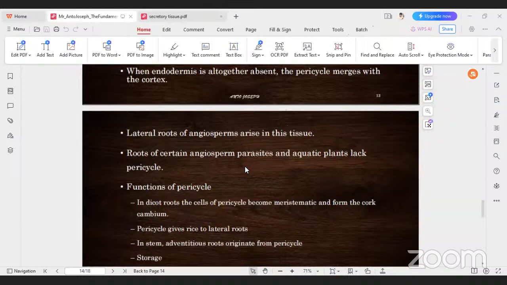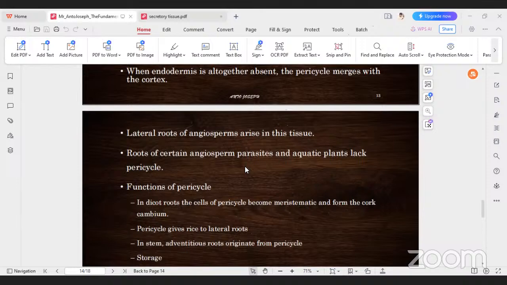What other functions? In dicot root, pericycle cells become meristematic and form the cork cambium. I already told you that sometimes permanent tissues can change into meristematic tissues. So the pericycle is one of the permanent tissues, but this pericycle in dicot root can change into meristematic tissue and form the cork cambium. I will explain it during secondary growth. The pericycle gives rise to lateral roots.